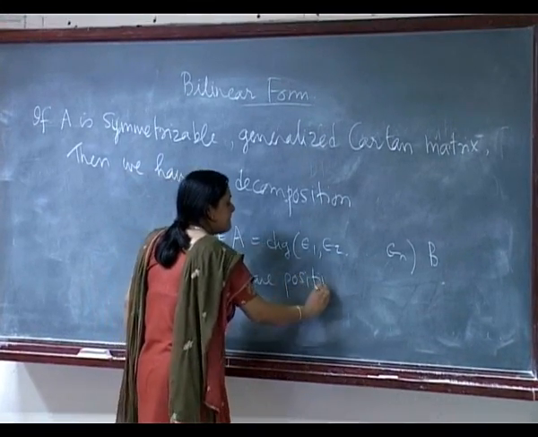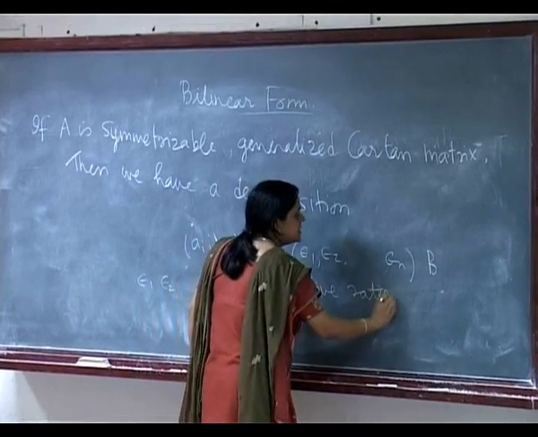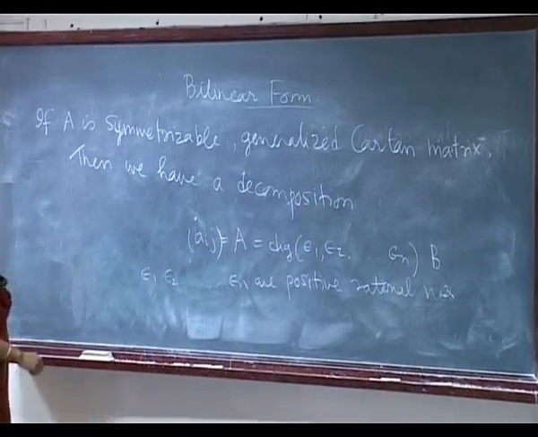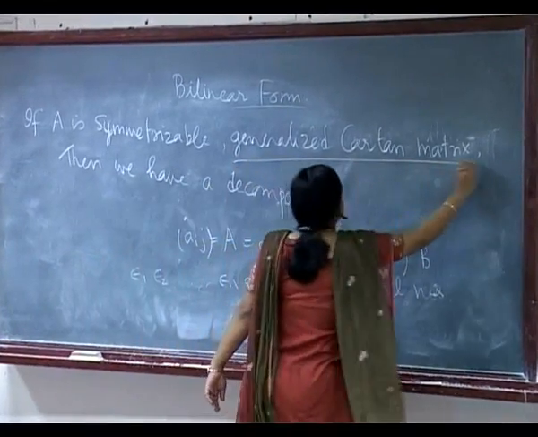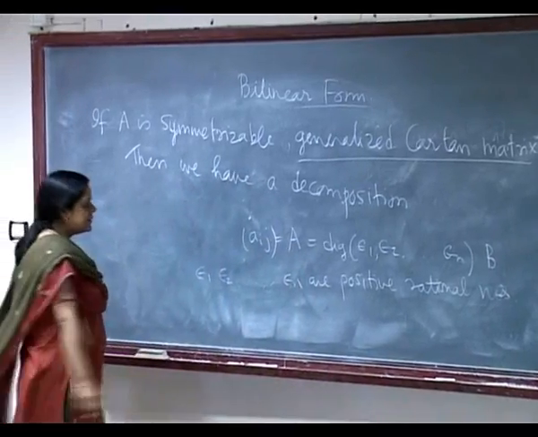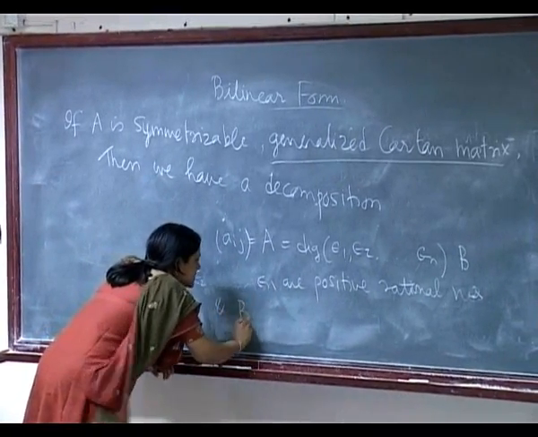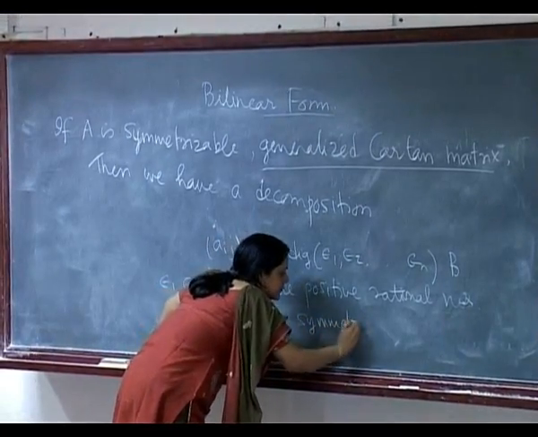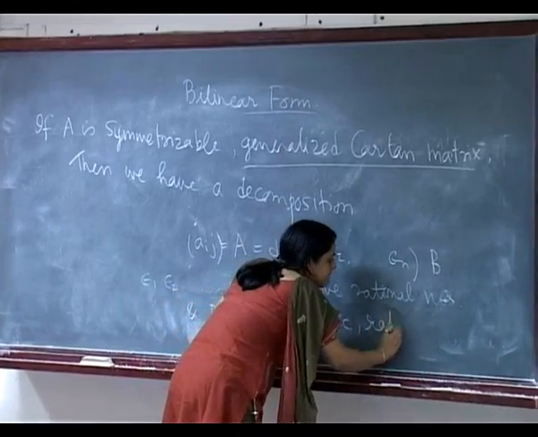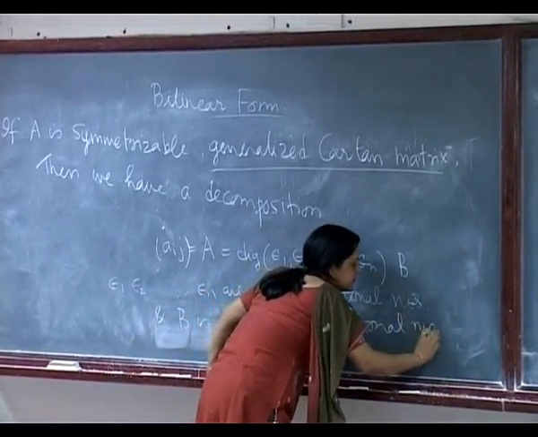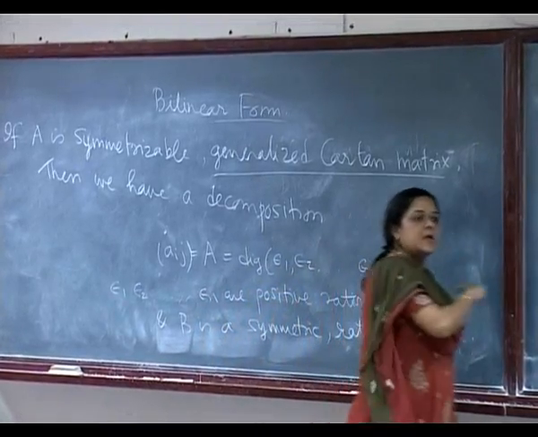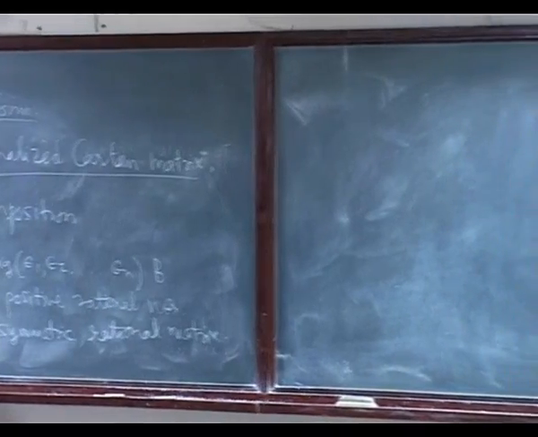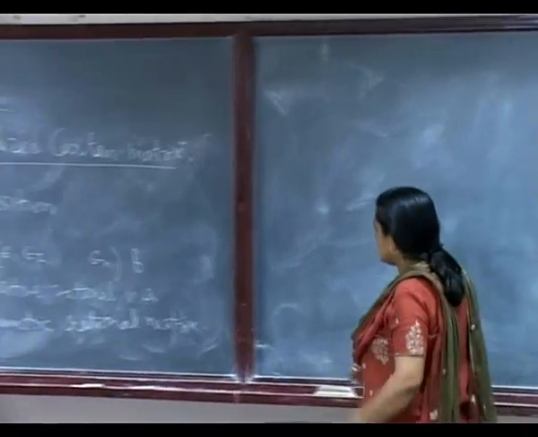Positive rational numbers. In case we have this generalized Cartan matrix, and B is a symmetric rational matrix. Such a decomposition always exists. I leave it as an exercise that such a decomposition exists.